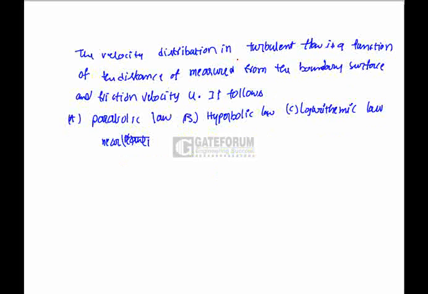The velocity distribution in a turbulent flow is a function of the distance measured from the boundary surface and the friction velocity u. It follows a logarithmic law. It is a direct question.